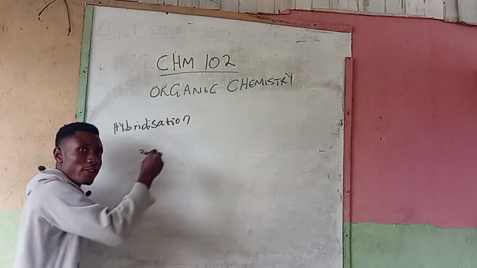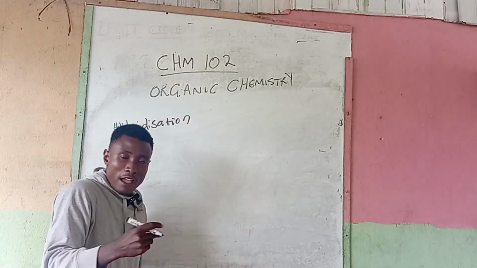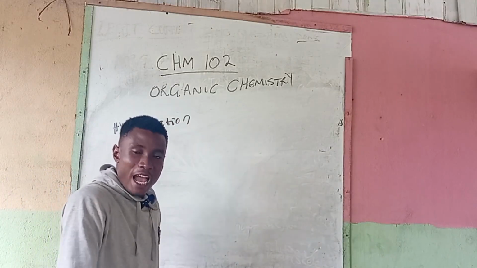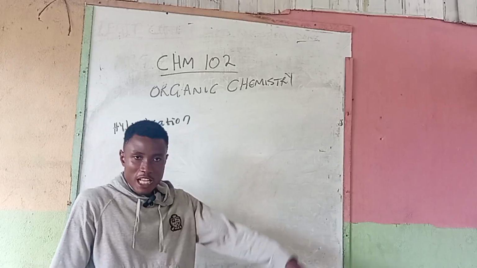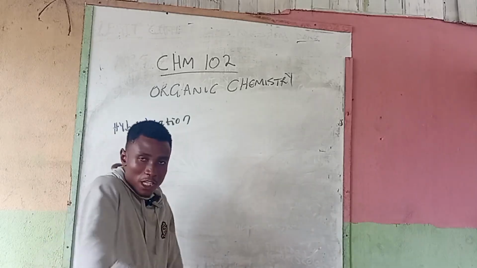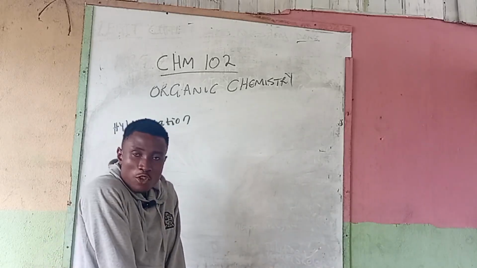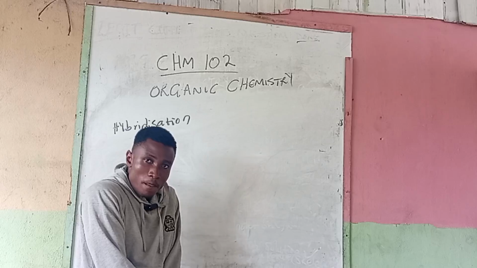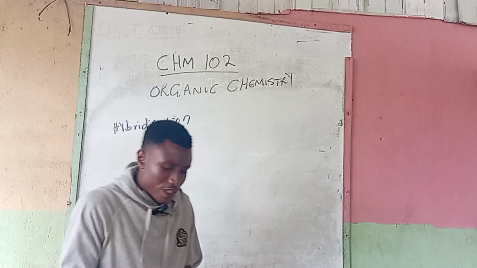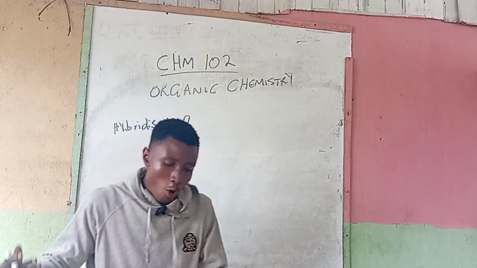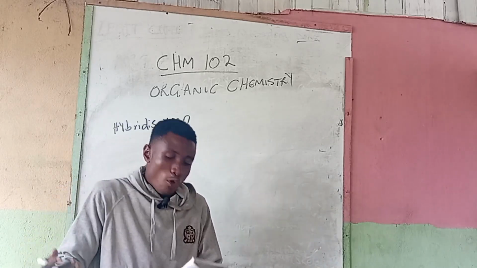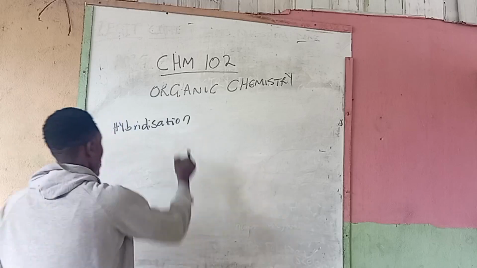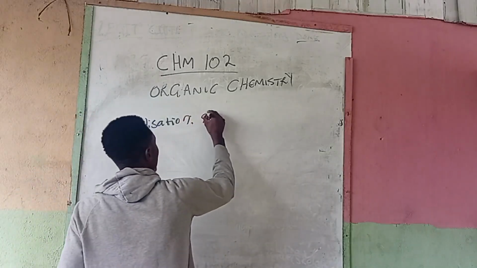Now, hybridization, from the name hybrid, right? You have heard about hybrid pawpaw, hybrid orange, where you mix a particular species of orange with another species of orange, giving you a new species, right? So that is what is known as hybridization. Hybridization in organic chemistry simply means the mixing or blending of atomic orbitals to form a new set of orbitals.